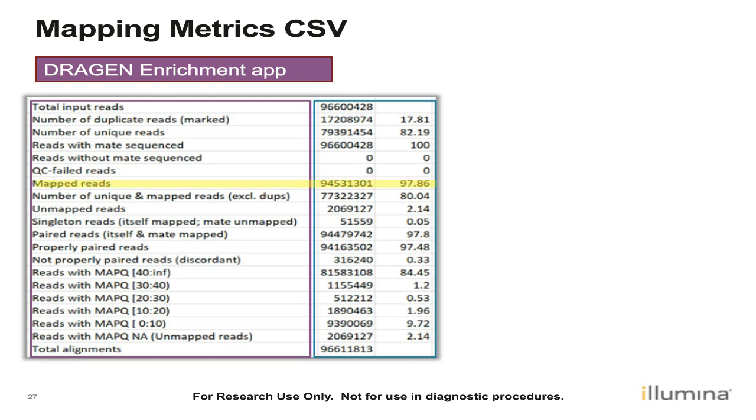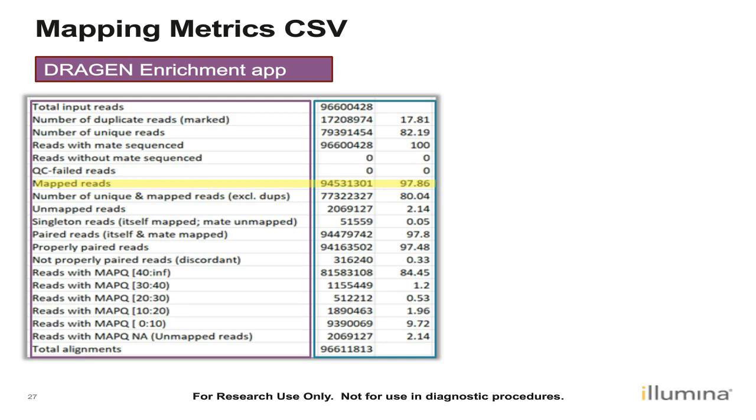And similar to the previous slide, instead of percent aligned, we have our mapped reads. So this gives you the total mapped reads as well as how that breaks down as a percentage of the total. So here we have just under 98% mapping to our reference genome.